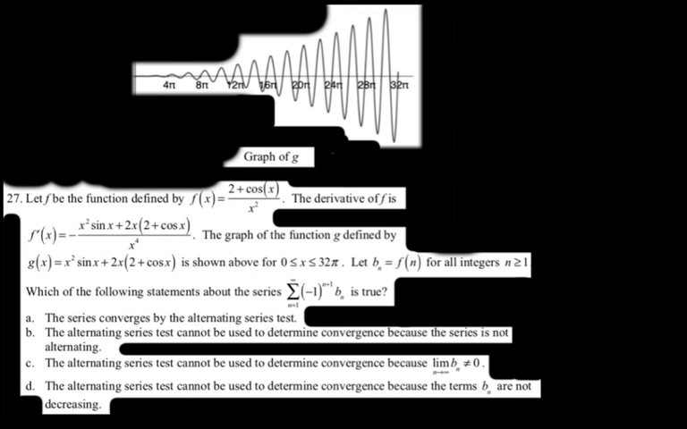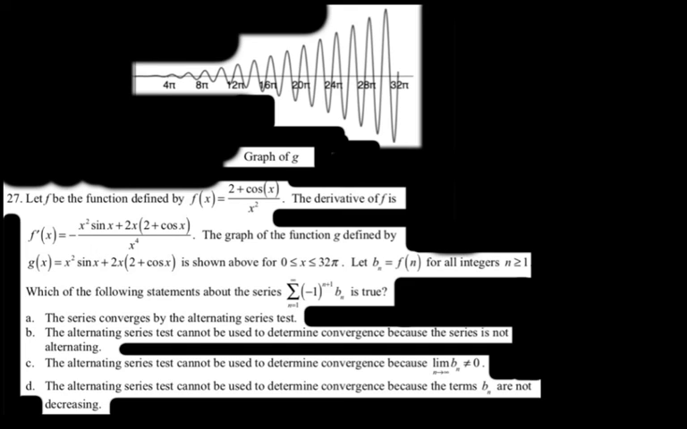So we're given the graph of g, and it's crazy. Let f be the function defined by f of x equals 2 plus cosine of x over x squared. Okay, the derivative of f is given by that thing. The graph of the function g defined by g of x equals x squared sine x. It doesn't really matter, that's just g of x. And we have the graph, is shown above.